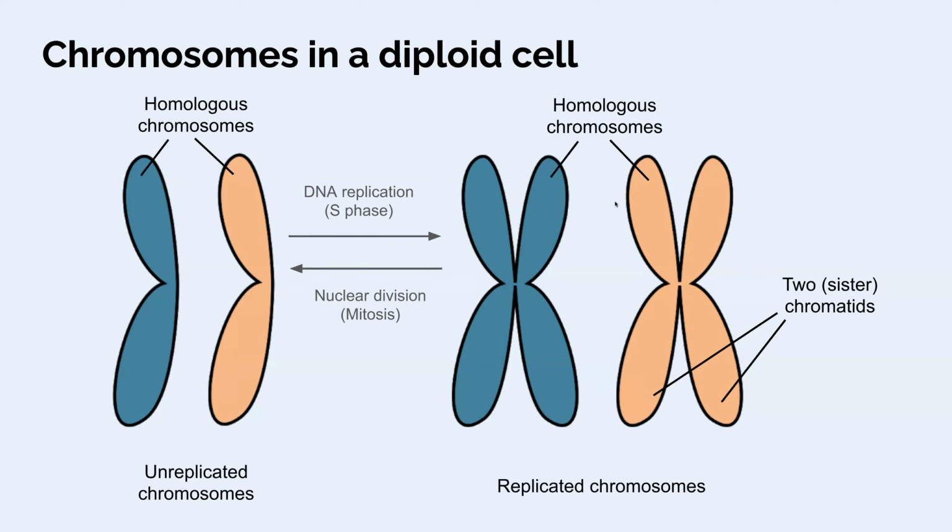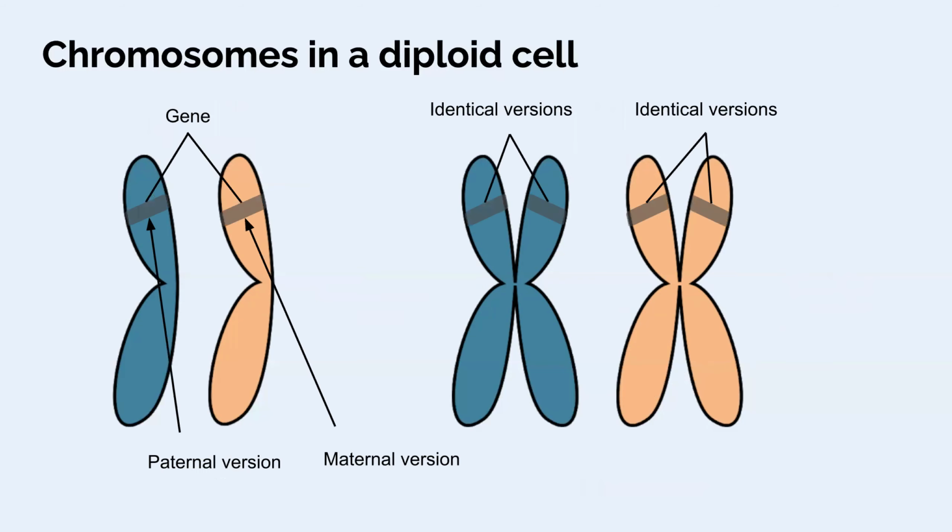So to go from unreplicated to replicated, that's a result of DNA replication, otherwise known as S phase, where the S stands for DNA synthesis. And then to go back from replicated to unreplicated, that's what happens during mitosis when these chromosomes are pulled apart at the center, and each cell that results gets one copy. So it's a switching between these two forms of chromosomes as the cell cycle goes on.